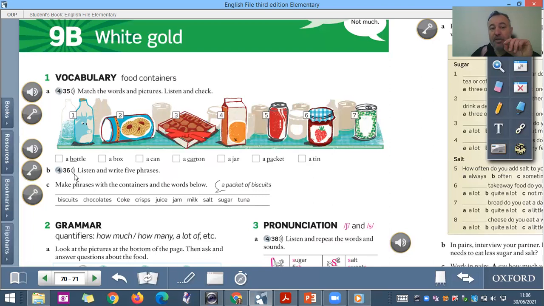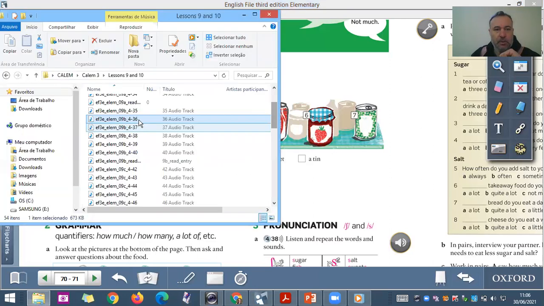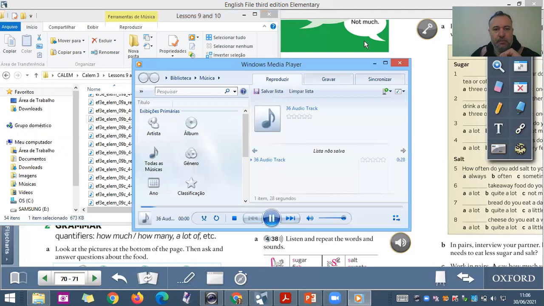Now, you're going to listen to five sentences, then you have to write them down. Okay, so this exercise here, you have to listen and write the five sentences. So let me show you here. Number 36, is it? 4.36.